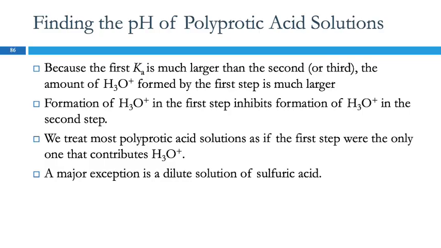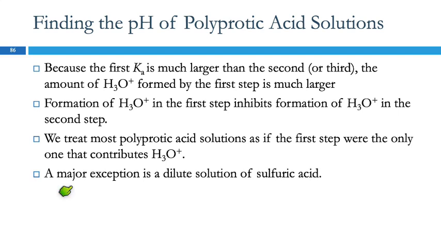So how do we find the pH of a polyprotic acid solution? Well, the first Ka is much larger than the second or the third, so the amount of hydronium ion formed from that first ionization is much larger. And then the hydronium that does get formed in that first step actually inhibits the formation of hydronium in the second step. So we treat most polyprotic acid solutions as if the first step was the only one that contributes hydronium ion. We know that it isn't, but the other steps are so small that we can ignore them.